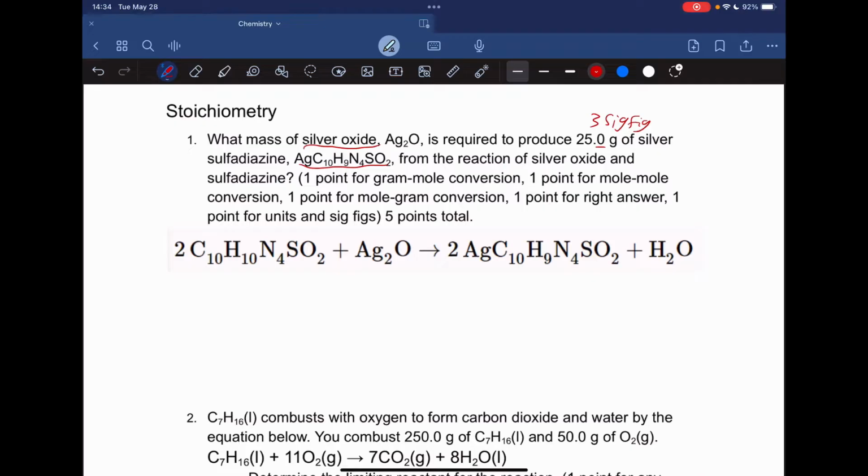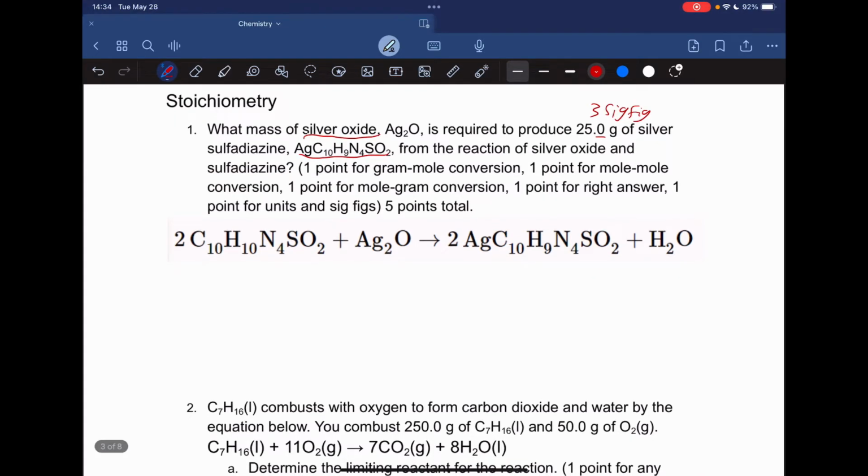This is a stoichiometry problem, and what we're going to do is start with the number given. So that would be the 25.0 grams of silver sulfadiazine. Let's just abbreviate that to SS for short. And we're going to multiply that by a ratio to cancel the grams of silver sulfadiazine and get us moles of silver sulfadiazine.